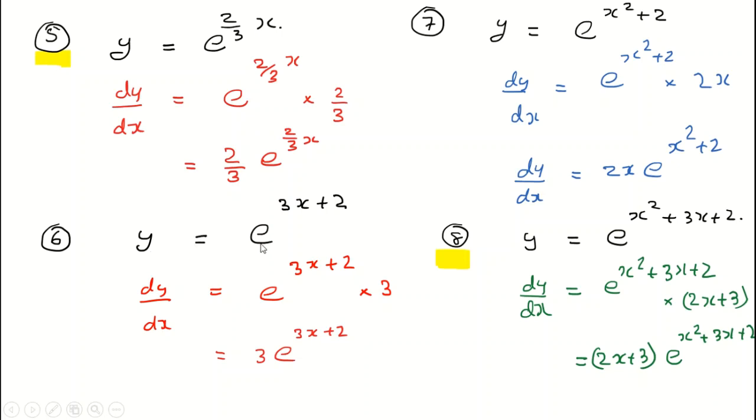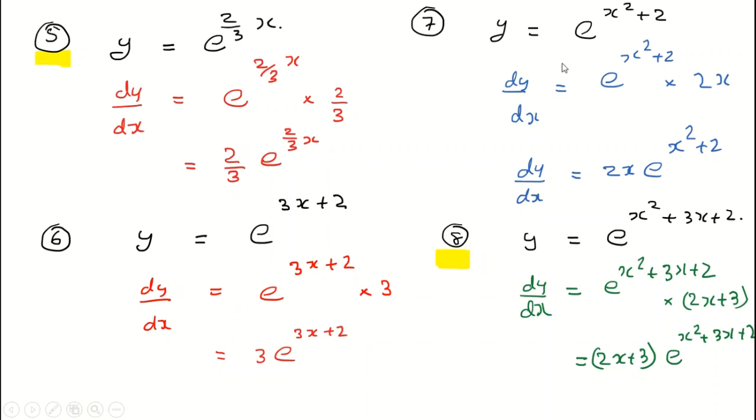Y equals e to the power 3x plus 2. Now this is like the f(x) type. E to the power f(x) is e to the power f(x) into f dash x. So e to the power 3x plus 2 itself into the differentiation of this function, which is 3. So 3 e to the power 3x plus 2. When you differentiate 2, it is 0.